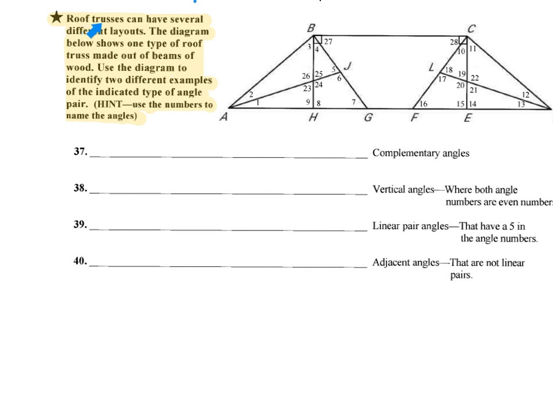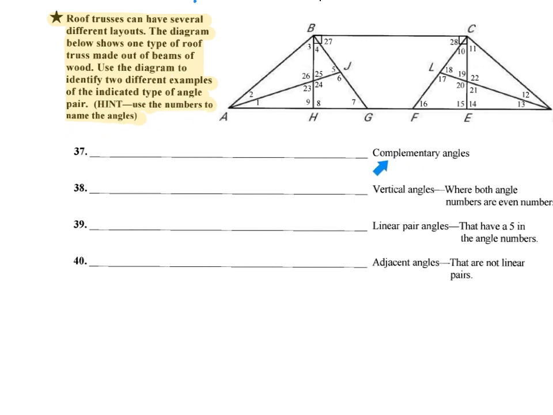It says roof trusses can have several different layouts. A roof truss is what they use to make a roof on a house. The diagram below shows one type of roof truss made out of beams of wood. Use the diagram to identify two different examples of the indicated type of angle pair. Hint, use the numbers to name the angle.